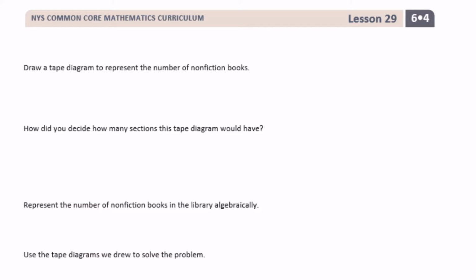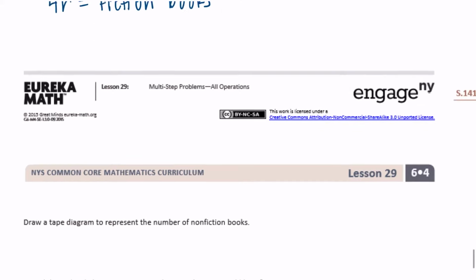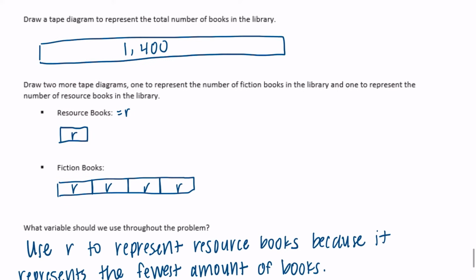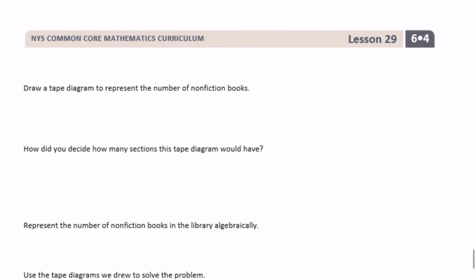Draw a tape diagram to represent the number of nonfiction books. Okay, so let's go back to the problem and find where it talks about nonfiction books. Let's see, so it says, and half as many nonfiction books as fiction books. So fiction books was 4R. So half of that, half of 4R would be 2R. So I'm just going to draw 2. So we would have a tape diagram that looks like that.